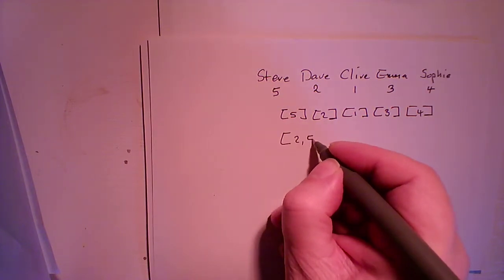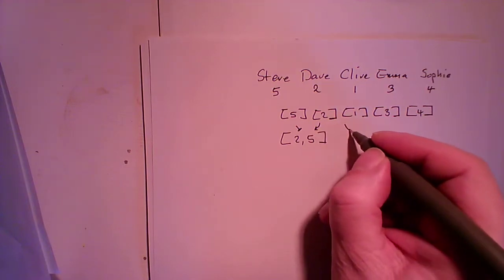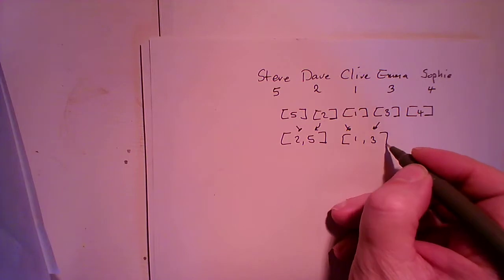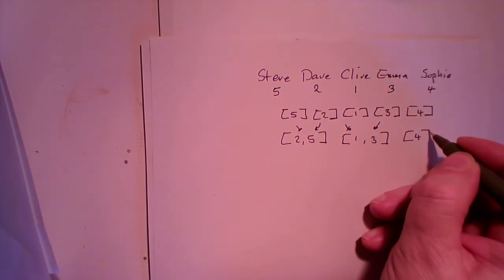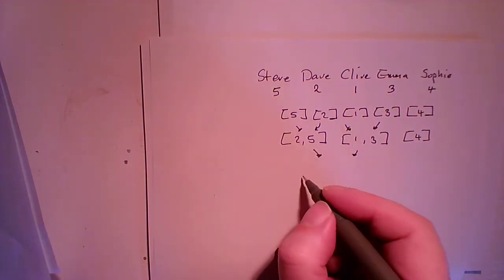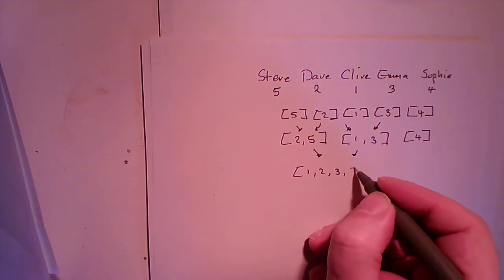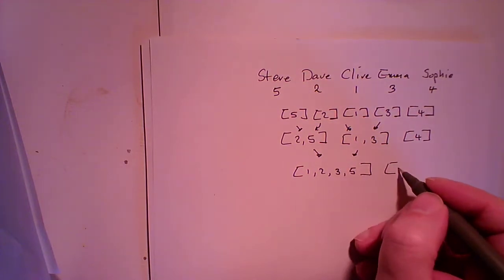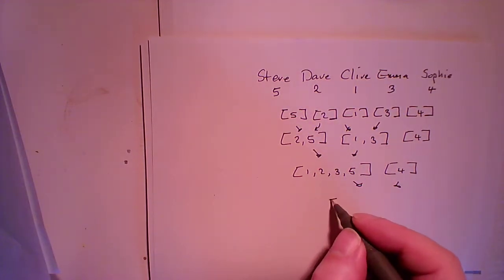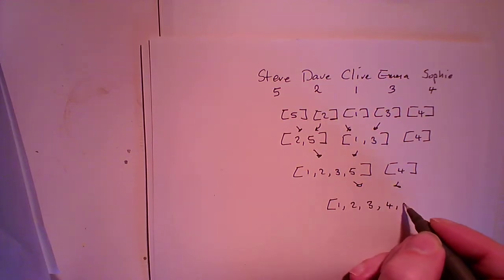So I've got 2 and 5. These two together. So show the arrows. 1 and 3. 4 at the end. And then join these two together. So that's giving me 1, 2, 3 and 5 with 4 outstanding, and then join these two together and I end up with 1, 2, 3, 4 and 5.